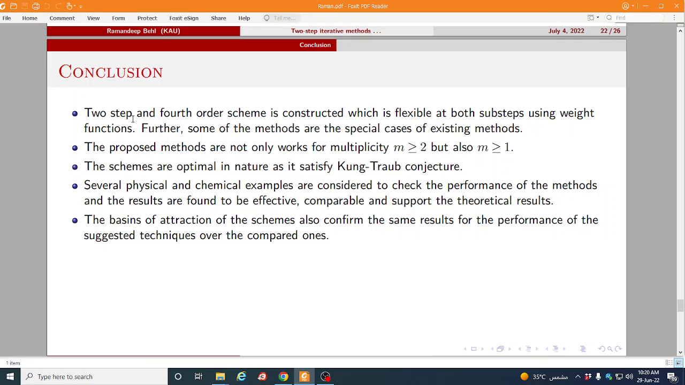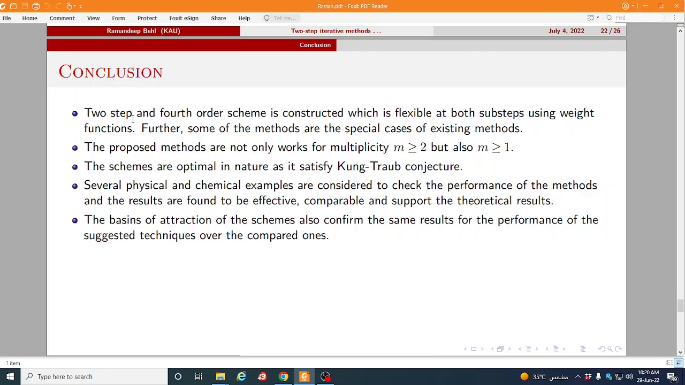Next, our scheme is also optimal in the sense of the Kung-Traub conjecture. The reason is that we are using 3 functional evaluations per step. According to the Kung-Traub conjecture, the maximum optimal order is 2^(3-1), that is 4, and we are attaining 4th order convergence. That's why we can say that our method is optimal.